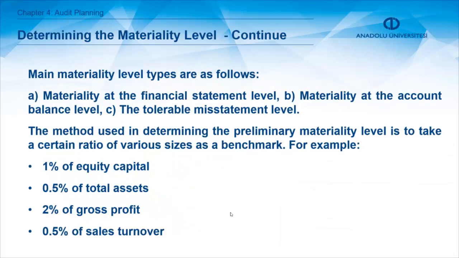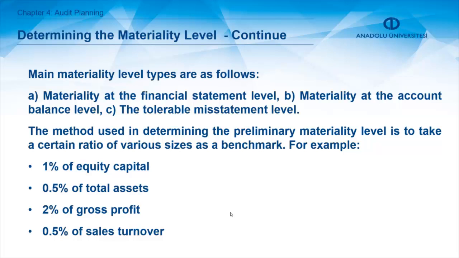The main materiality level types are: A. Materiality at the financial statements level. B. Materiality at the account balance level. C. The tolerable misstatement level. There are three important types of levels in materiality.